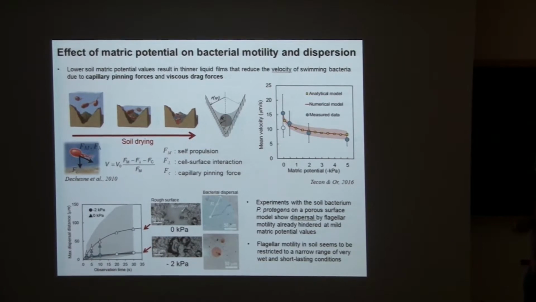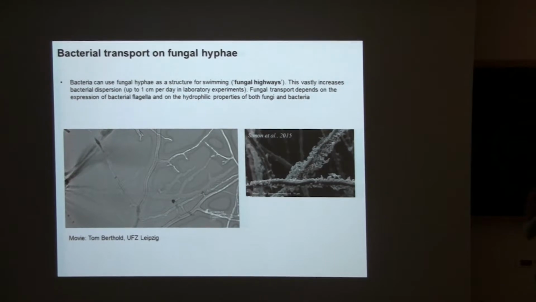And the other thing that I was mentioning before is transport by fungal hyphae, and I think this is a very interesting additional idea about how bacteria can move around in soil. The idea is that these structures made by fungi can be used as so-called highways by bacteria, and that can really increase their dispersion up to 1 centimeter per day in the lab. And of course, that depends on, for instance, if the bacteria are expressing flagella. Not all bacteria can swim. And what are the hydrophilic properties of the fungi and the bacteria.